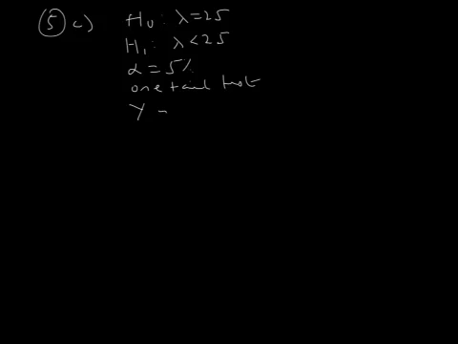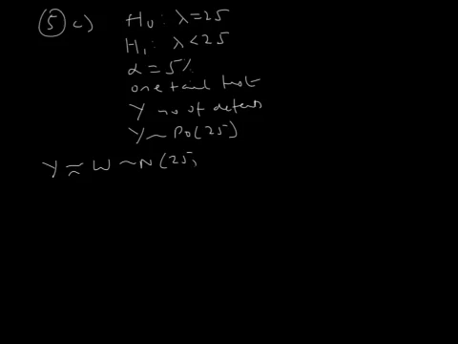So if Y is the number of defects, then Y has a Poisson distribution of 25. Now we can't look this up on tables, so we need to do an approximation. So Y is approximately equal to, let's call this W, where W has a normal distribution, the parameters are 25 and 25. So what we're looking for is to find 19 defects.